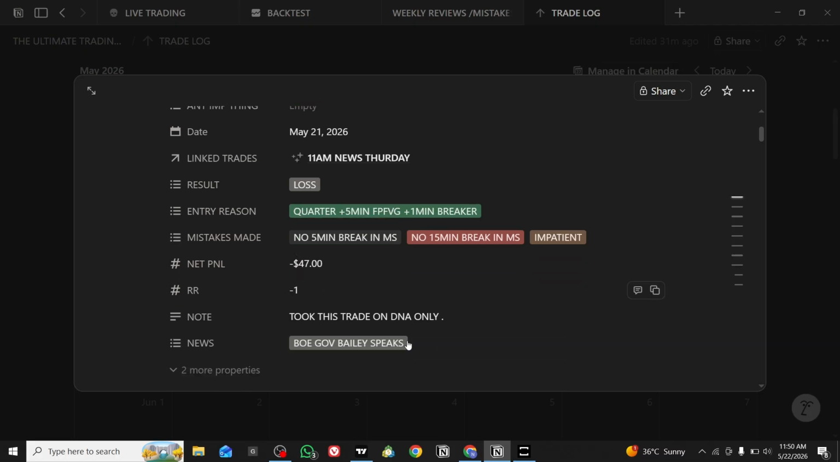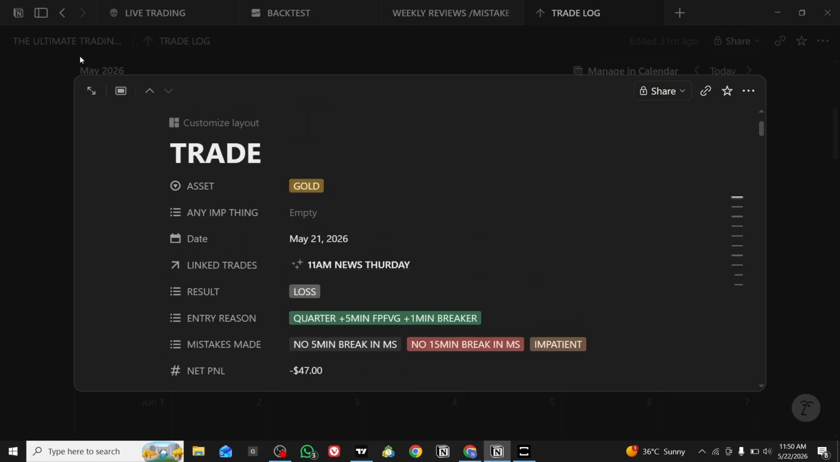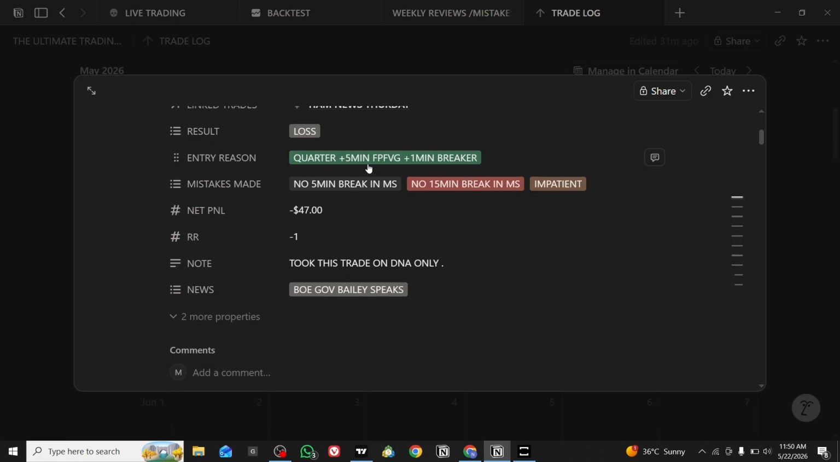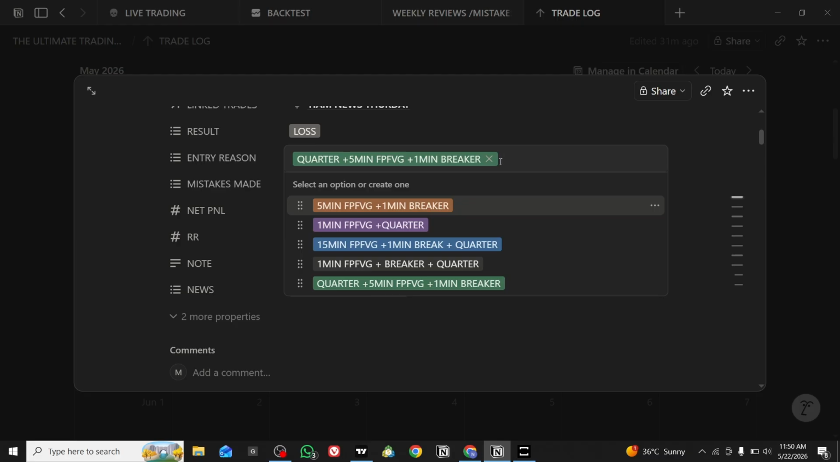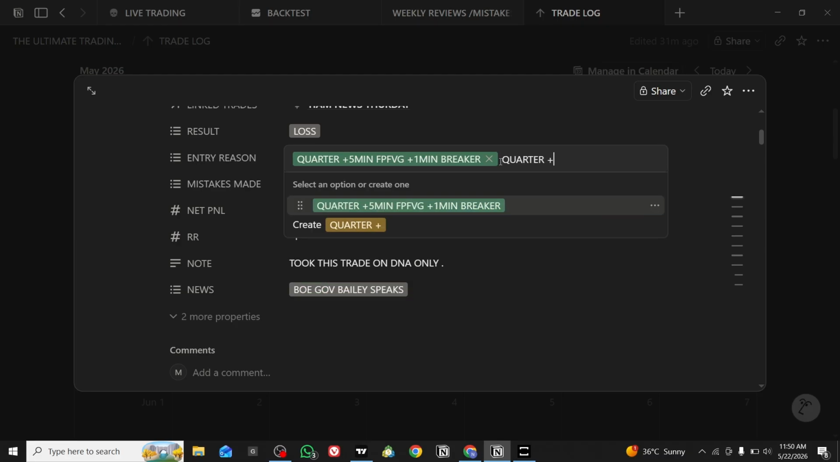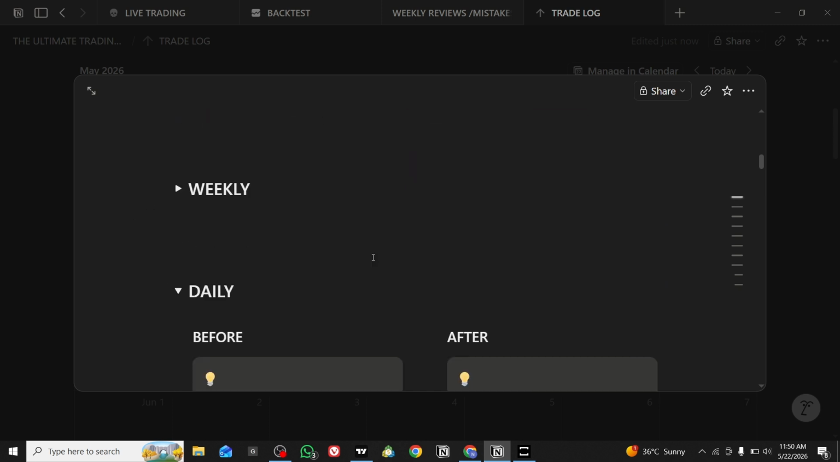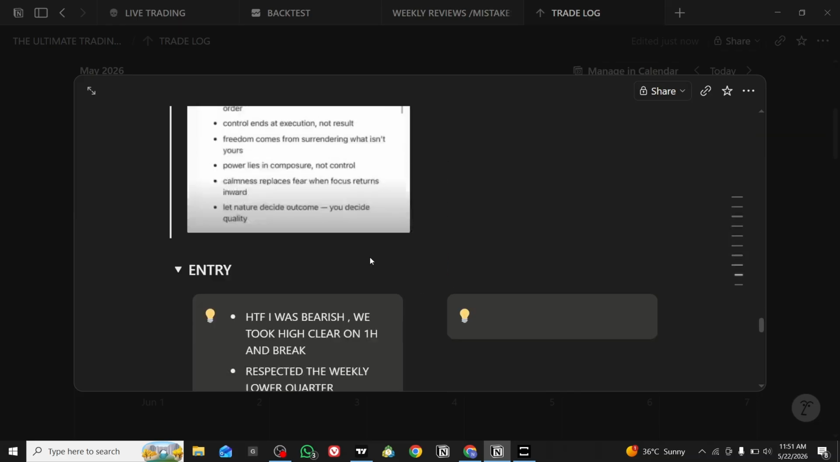So this was the day. Okay. Lower quarter, first present fair value gap. One more thing that can be added is 1 minute first quarter plus 1 minute first present fair value gap plus 1 minute break. Okay, so yeah, took the trade early on this news, and yeah, this was the result.